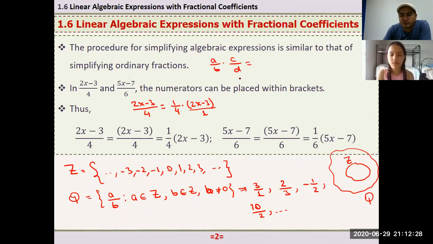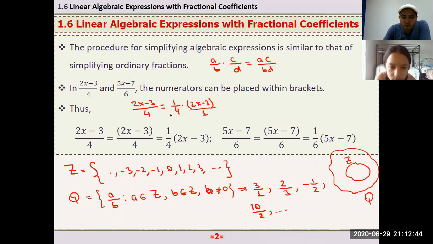To multiply two fractions, we should multiply numerator by numerator, denominator by denominator, right? That is a times c over b times d. And also the same thing here, like this. Here we have a fraction, right?